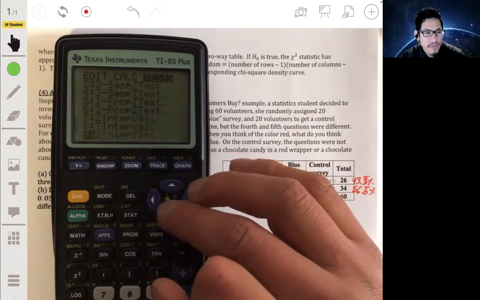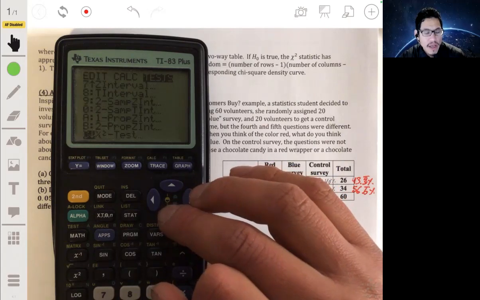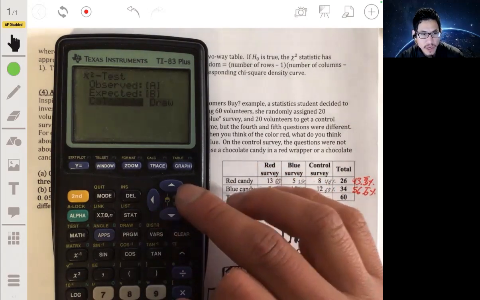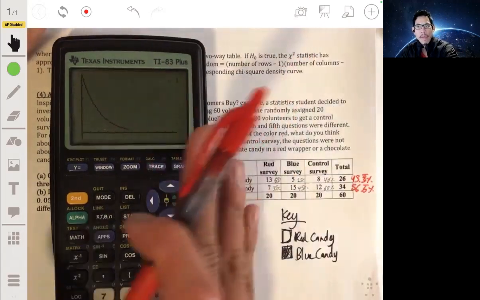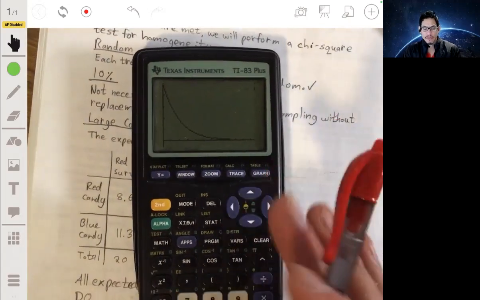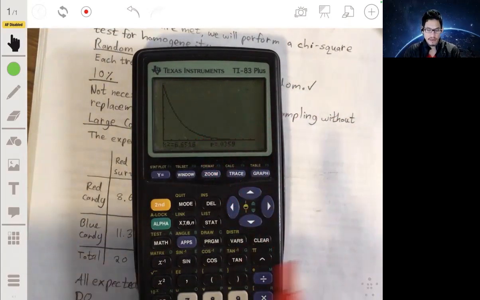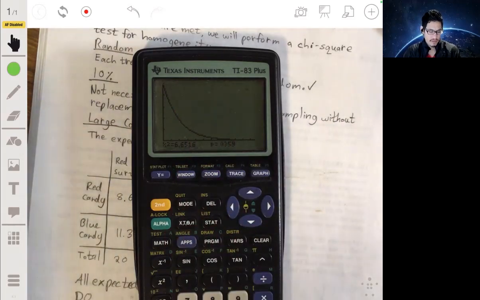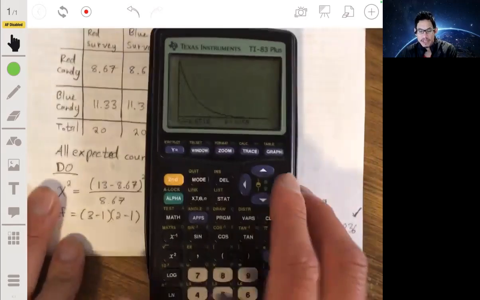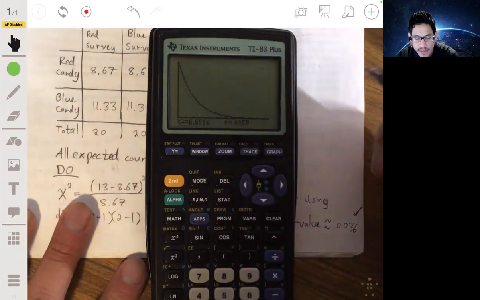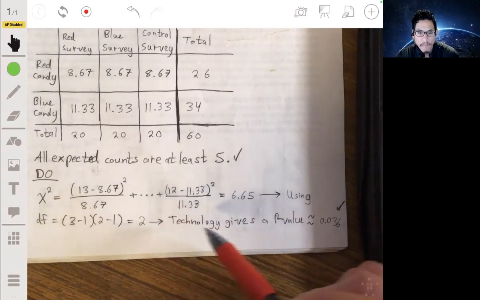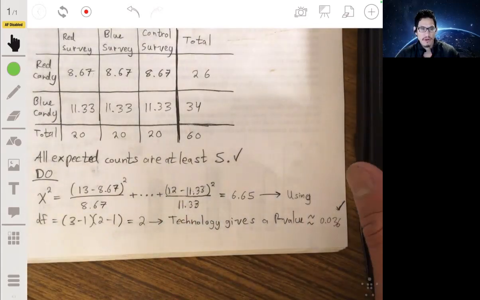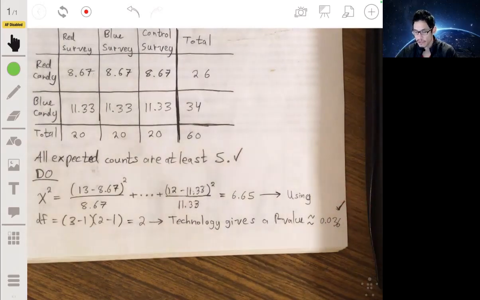You go down to chi-squared again, and this time go to draw. It's actually going to generate a little sketch of what you would be looking at. These calculators were made a long time ago. And it's going to basically be that area right there to the right of 6.65. So again, just write that all out by hand to justify what you did. We get a p-value of 0.036.